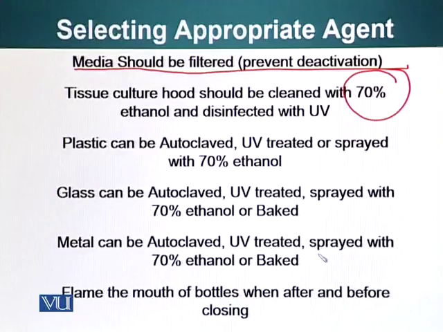Plastic, as I've mentioned earlier, can be autoclaved, UV treated, or sterilized by spraying 70% ethanol. Glass, of course, can be autoclaved, UV treated, sprayed with ethanol, or it can also be baked, because you don't have to worry about glass melting when you bake it. Metal can be autoclaved, UV treated, sprayed with ethanol, or baked.